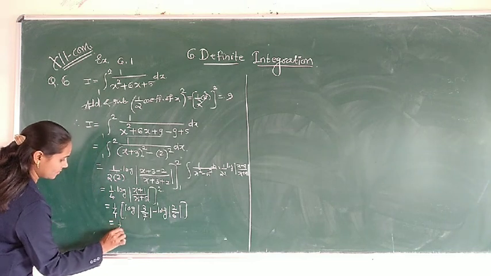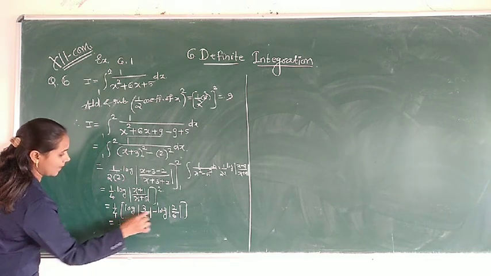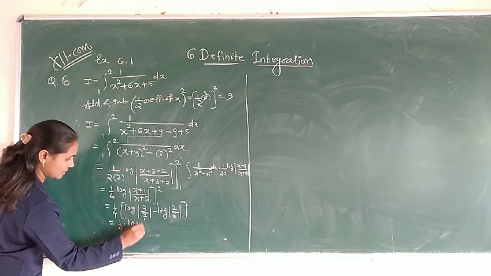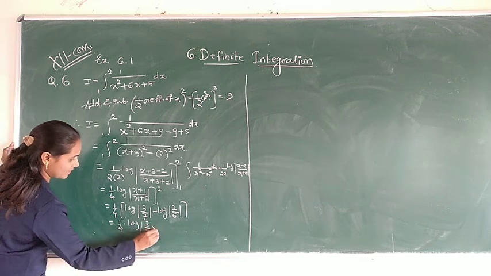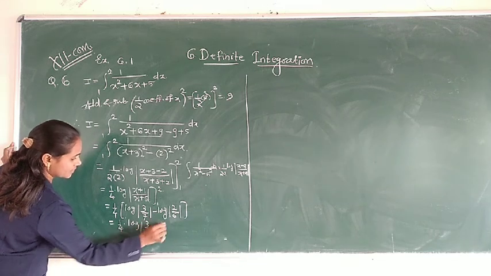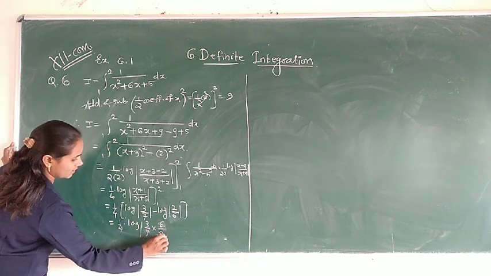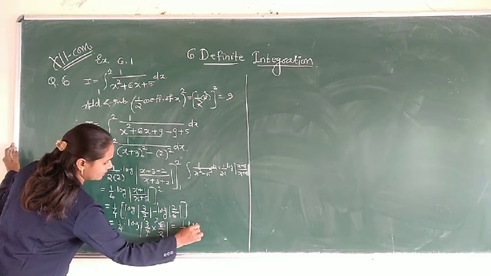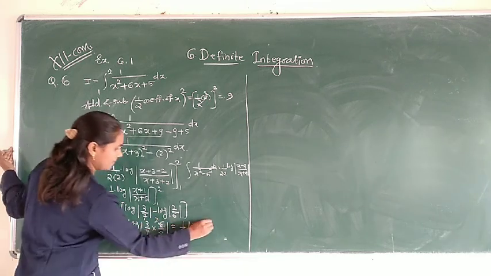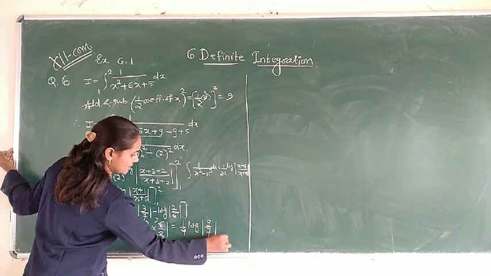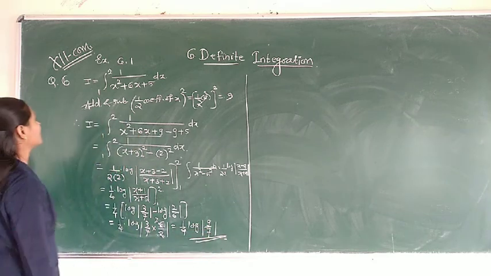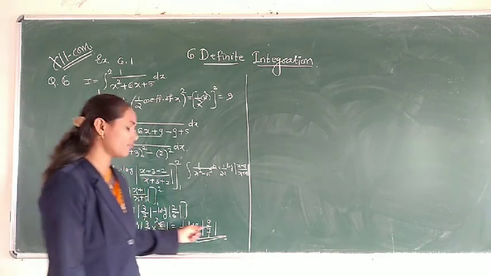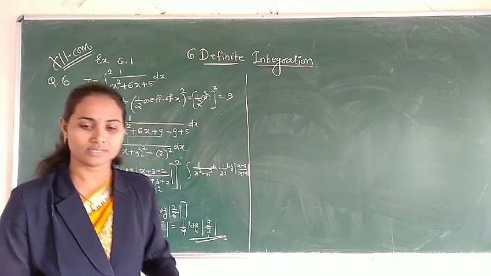This is equal to 1 by 4. Again, log m minus log n is log of m by n, so log of 3 by 7 into 6 upon 2. Here 6 by 2 is 3, so it is equal to 1 by 4 into log of mod 3 into 3, 9 divided by 7. So the answer of question number 6 is 1 by 4 into log of mod 9 upon 7. Now see the next question, question number 7.